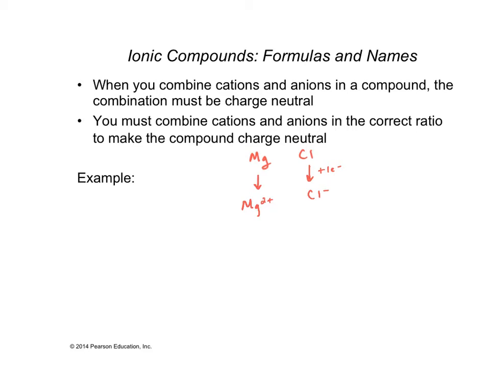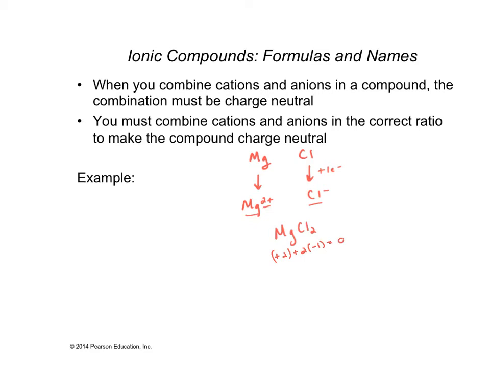Now, when we bring these two together, we want to form an electrically neutral compound, something that has an overall charge of 0. So we need to combine these in some ratio that's going to do that. If chlorine is only a 1-, how many chlorines do I need to balance this 2+? Hopefully you can see that for every 1 magnesium, I need 2 chlorines to give me this overall charge neutrality, because I have a +2 from this one, so I need 2 -1s to give me a charge of 0.